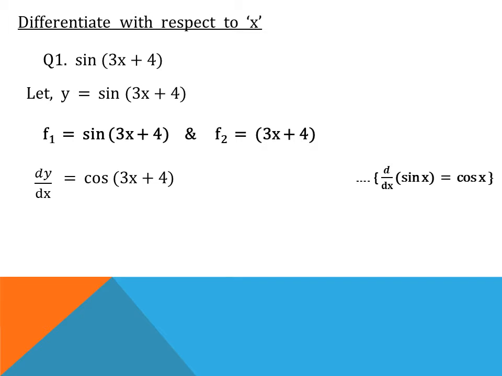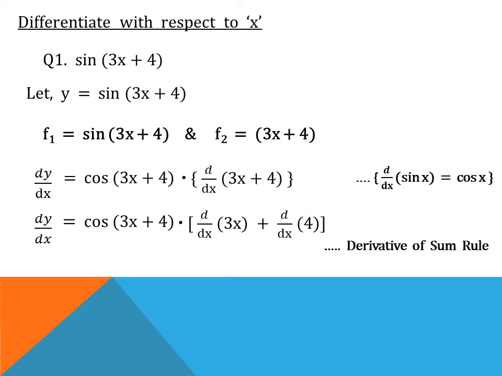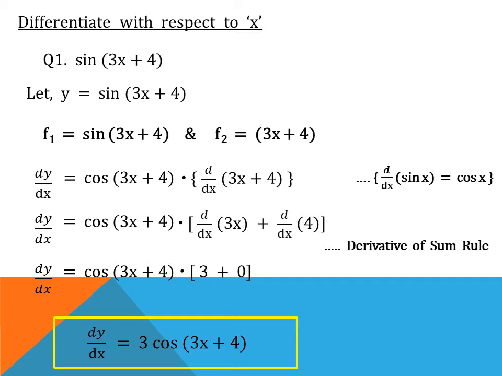In 3x plus 4, since two terms are being added, to find their derivative we'll use the sum rule. So that gives us cos(3x plus 4) as it is into derivative of 3x plus derivative of 4. So that further becomes cos(3x plus 4) into 3 plus 0. So the final derivative of sin(3x plus 4) is 3 into cos(3x plus 4).